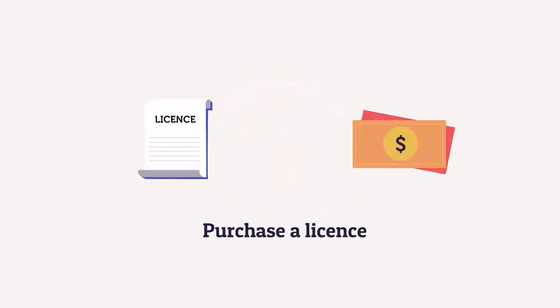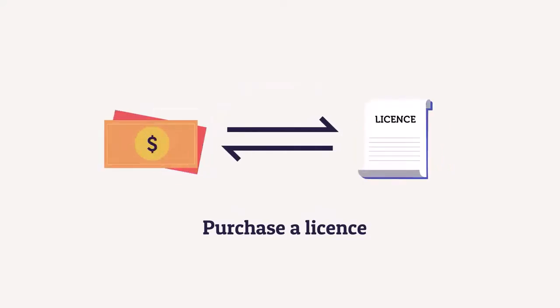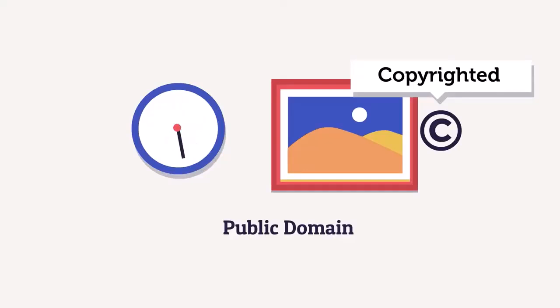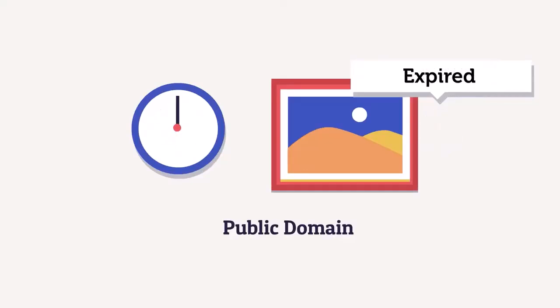So, how do you get permission to use works that are protected by copyright law? There are a couple of different scenarios. You might purchase a license to use a copyrighted work. You might use content that is protected by Creative Commons licensing, a type of license that permits copyrighted work to be used for free. Or you might use work that is in the public domain, meaning the copyright term has expired.